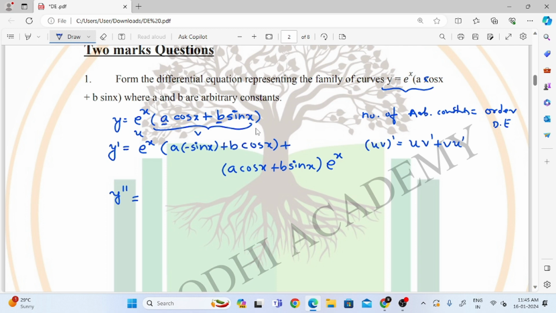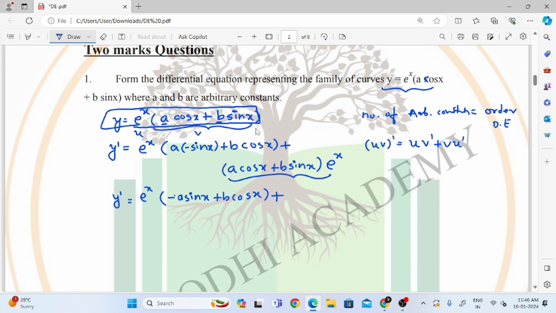Now before taking that second derivative, we will write this y dash. This e raised to x as it is, in this bracket a into minus sin x we can write as minus a sin x, plus b cos x, plus, now look at the second term, a cos x plus b sin x into e raised to x. That is nothing but the value of y. So in place of this second term we can write y. So in the next step we can do the derivative easily.